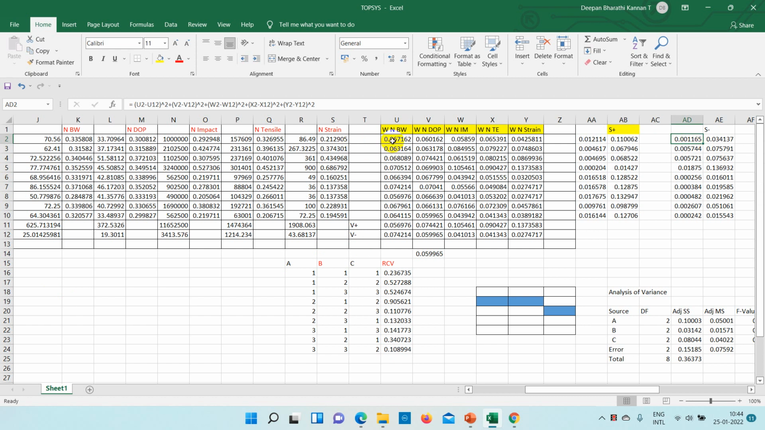Okay, you can see here, U2 minus U12 whole square, then plus V2 minus V12 whole square, plus this W2 minus 0.04 whole square. Likewise, 0.06, this x2 minus x12 whole square plus y2 minus y12 whole square.